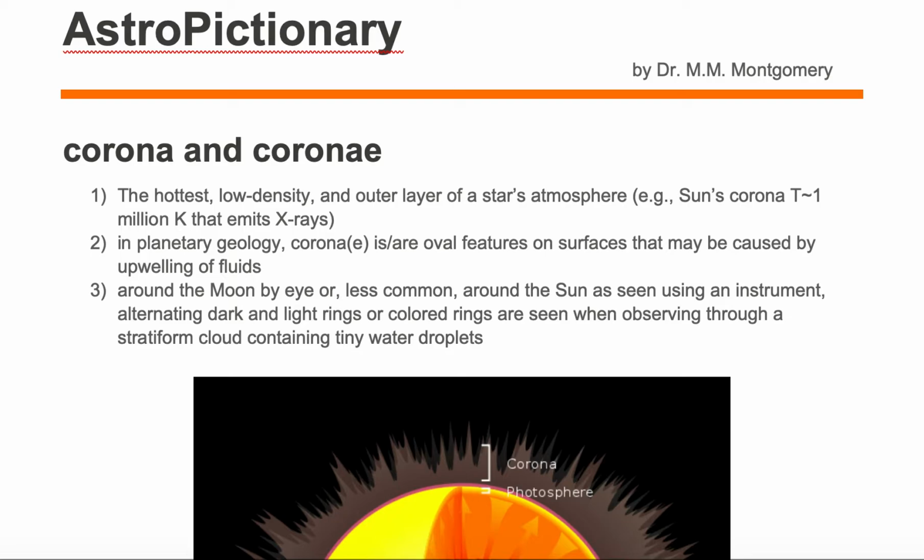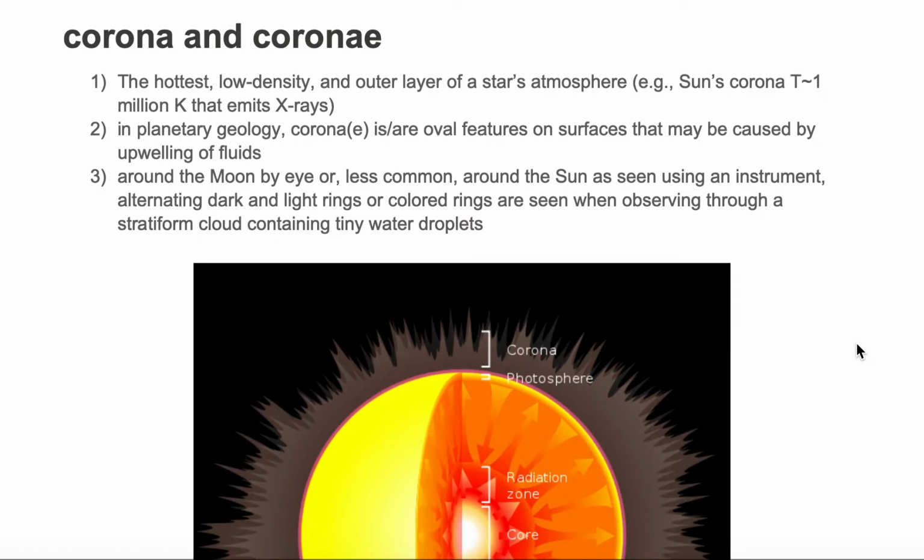The second definition, in planetary geology, corona is oval features on surfaces that may be caused by upwelling of fluids. And the third definition, around the moon by eye, or less common, around the sun as seen using an instrument, alternating dark and light rings or colored rings are seen when observing through a stratiform cloud containing water droplets. Let's look at these three definitions.